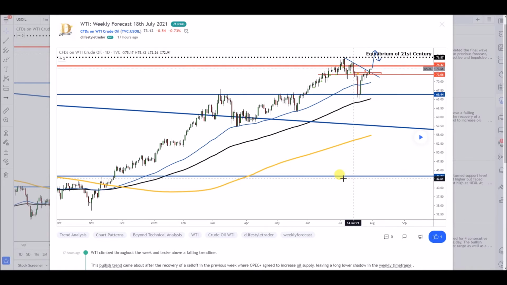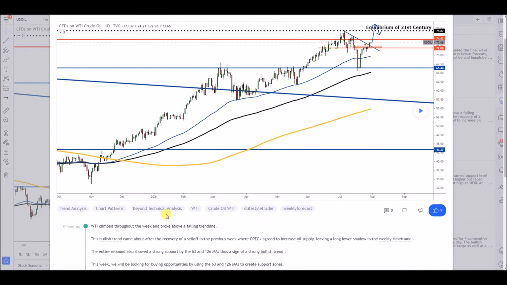Next we have the WTI. So WTI climbed throughout the week and broke above a falling trend line. The bullish trend came about after the recovery of a sell-off in the previous week, where OPEC Plus agreed to increase oil supply, leaving a long lower shadow in the weekly time frame. So if you go to the weekly time frame, the week before, you will see a long lower shadow, all right, showing a very strong recovery.